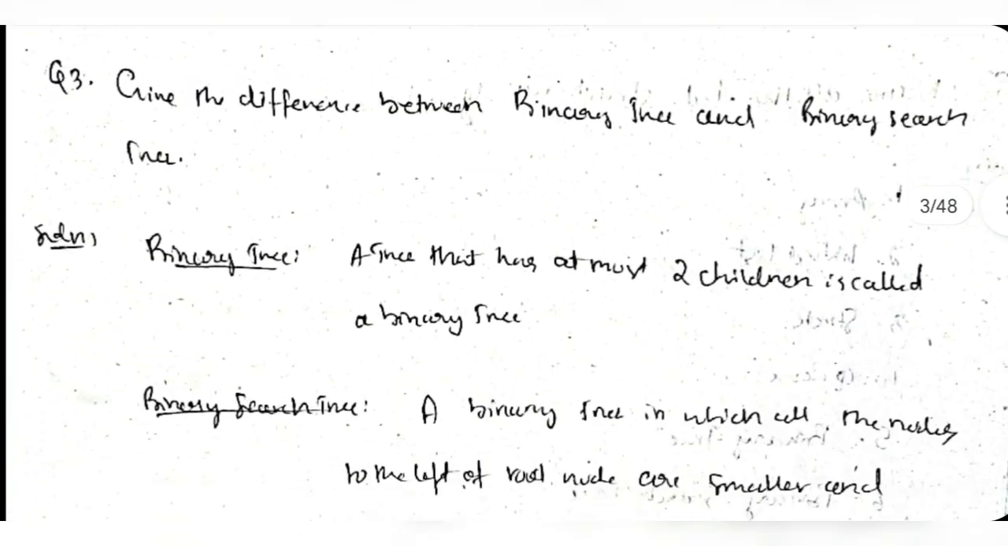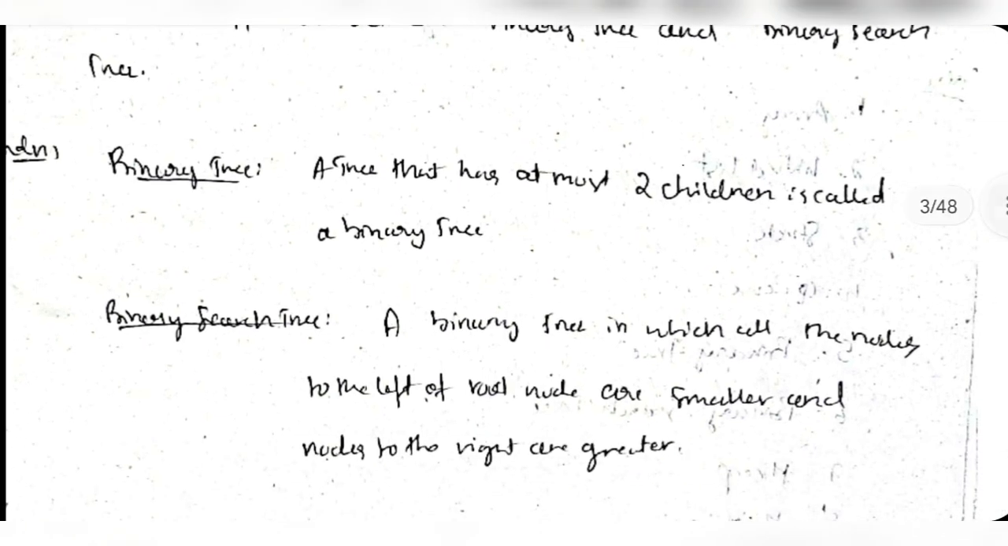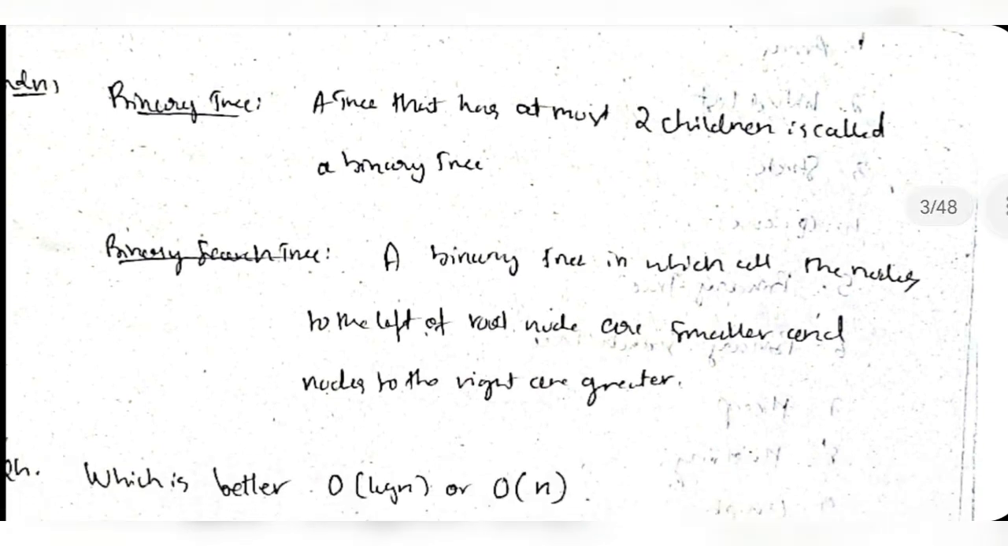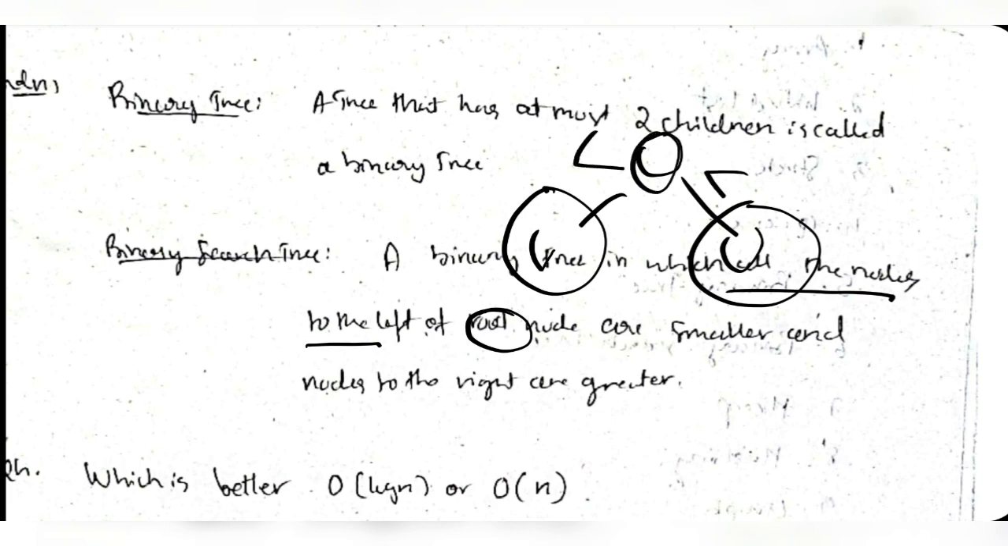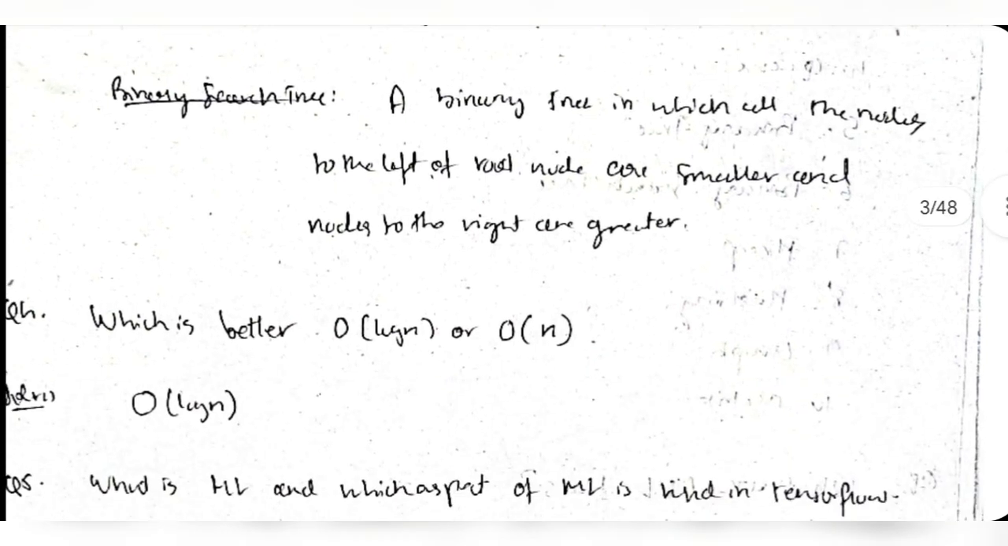Moving on to the third question, give the difference between binary tree and binary search tree. It's a pretty simple one. A binary tree means each node has at most 2 children. In a binary search tree, this is the left of the root node and this is the right of the root node. All the children to the left of the root node are less than the root node, and all the children to the right of the root node are greater than the root node. That's what a binary search tree is.